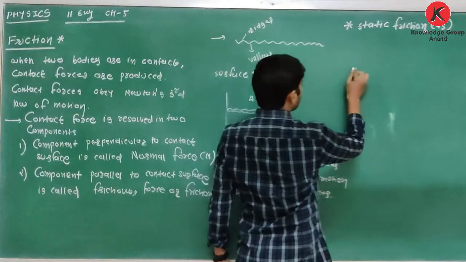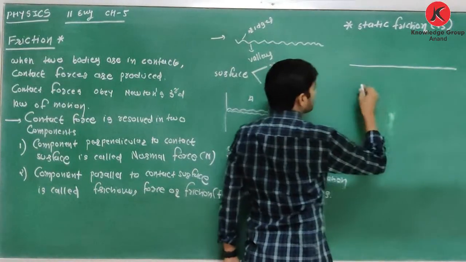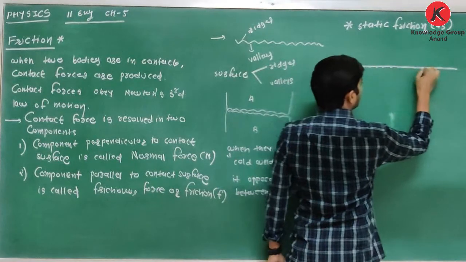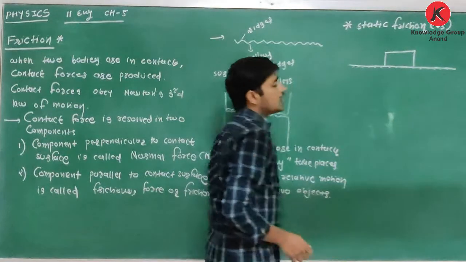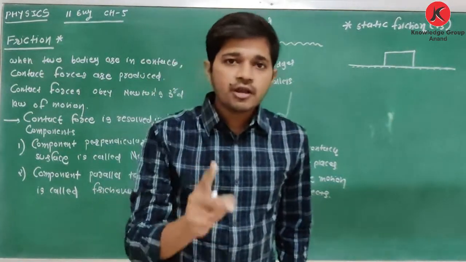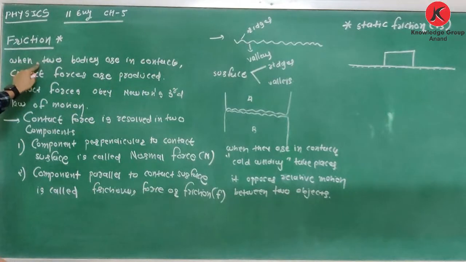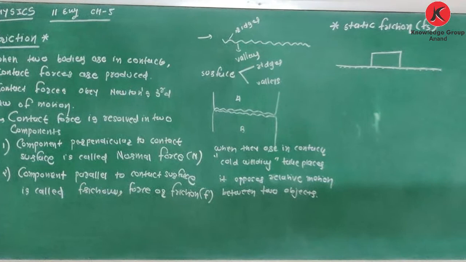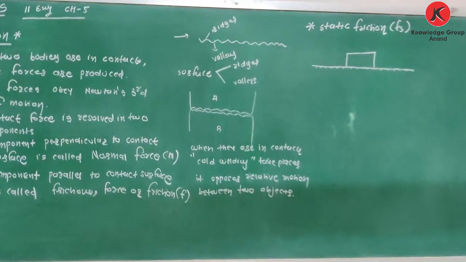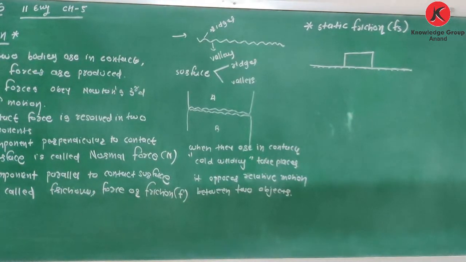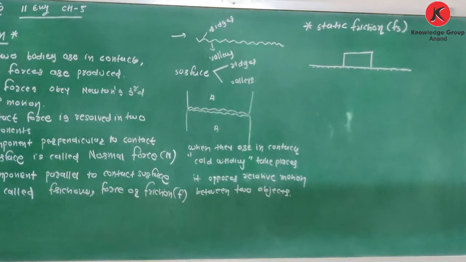For example, on a table, one block is placed. So here we have two objects, one block and one table. When two bodies are in contact, contact forces are produced. Contact forces obey Newton's third law of motion.